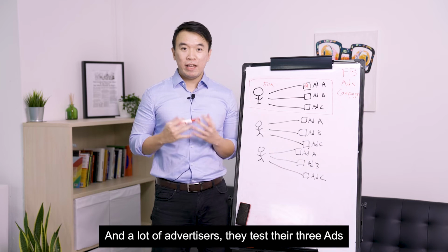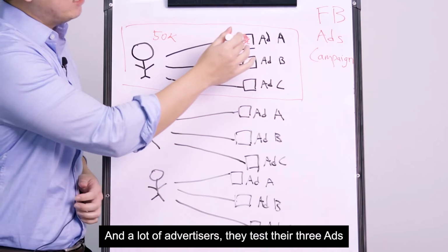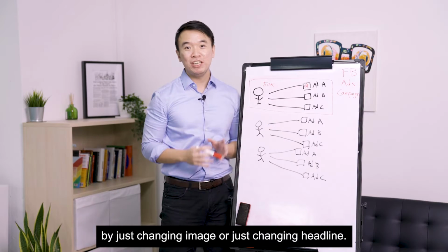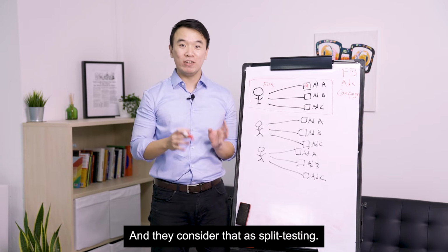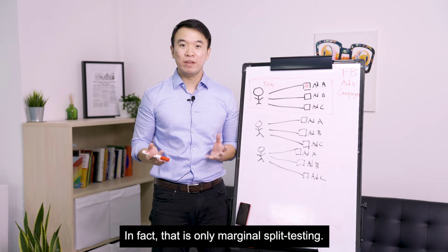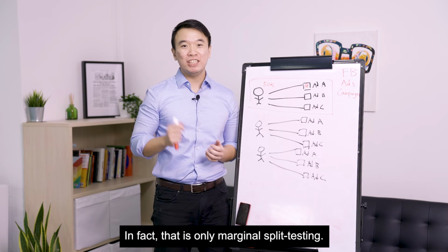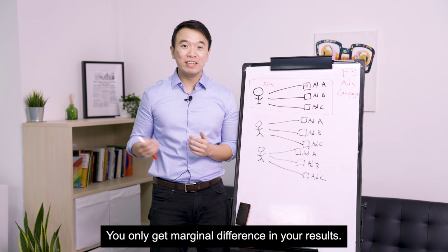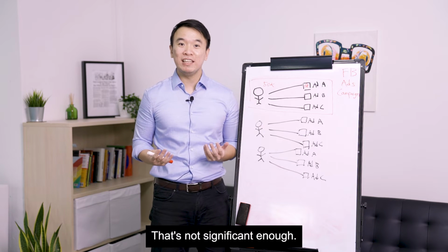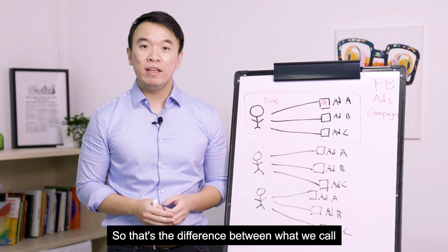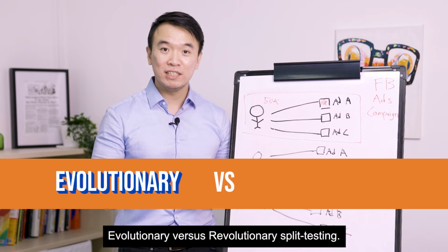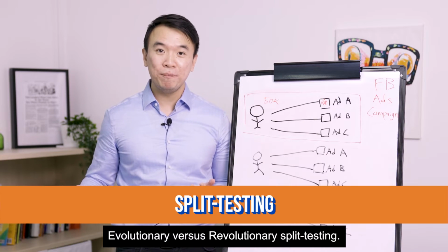And a lot of advertisers, they test their 3 ads by just changing the image or just changing the headline, and they consider that as split testing. In fact, that is only marginal split testing. You only get marginal difference in your results. That's not significant enough. So that's the difference between what we call evolutionary versus revolutionary split testing.